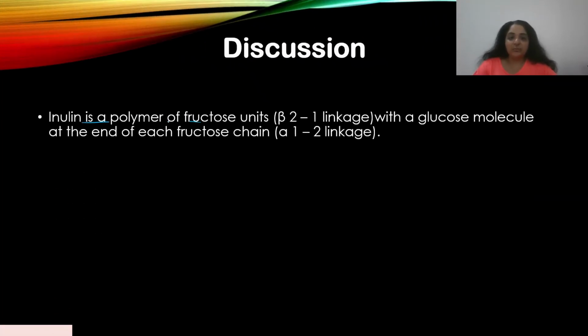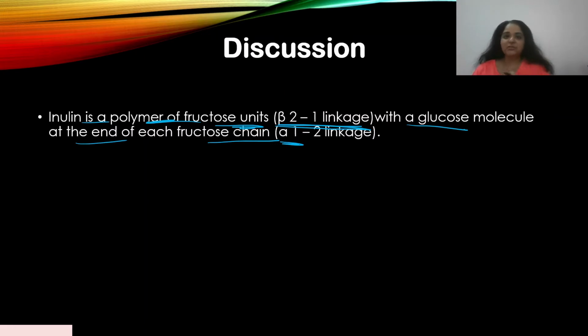So inulin is a polymer. It's a polysaccharide of fructose units, that's β-2,1 linkage, with a glucose molecule at the end of each fructose chain. The glucose molecule is attached to the fructose chain by an alpha 1,2 linkage. Remember this structure of inulin: it pretty much comprises polymers of fructose, but at the end of the chain they have glucose. Okay, that's how inulin is structured.